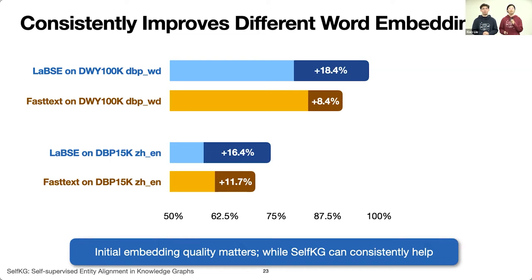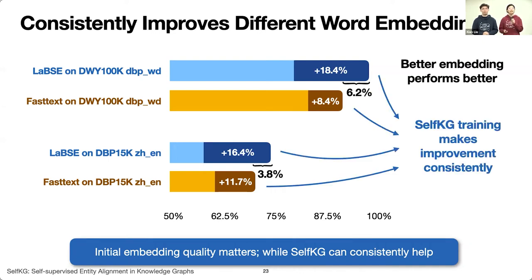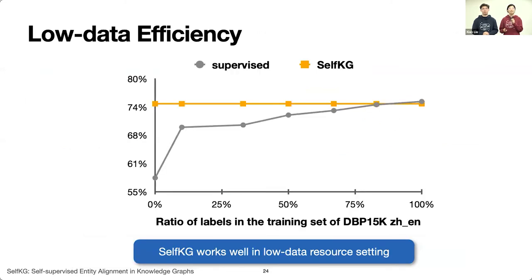We can see from the figure that LSEM is a better embedding and performs better on five tasks after training with our method. So for each of them, Self-KG training makes improvements consistently. To sum up, initial embedding quality matters in Self-KG, but Self-KG can consistently help regardless of the embedding. Now we talk about Self-KG in the low-data regime.